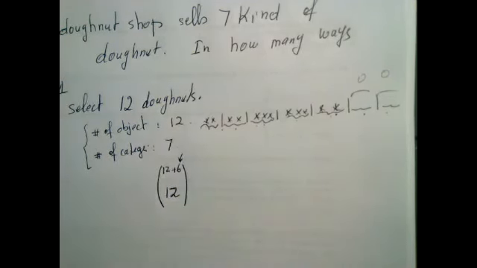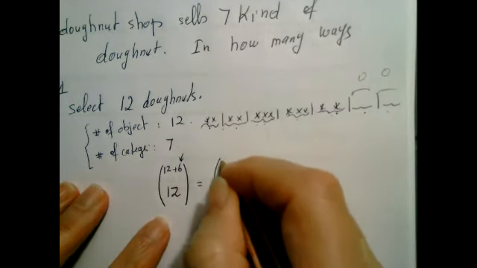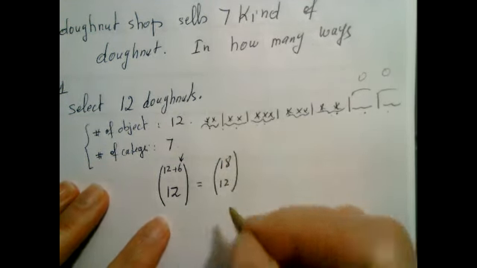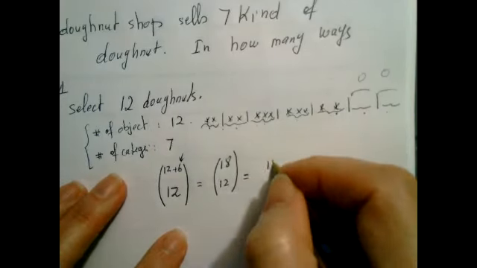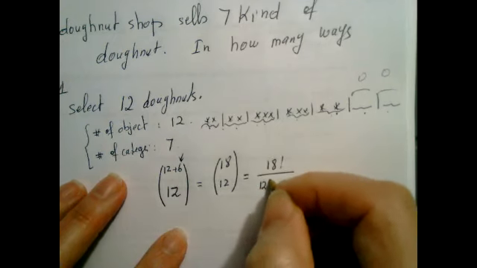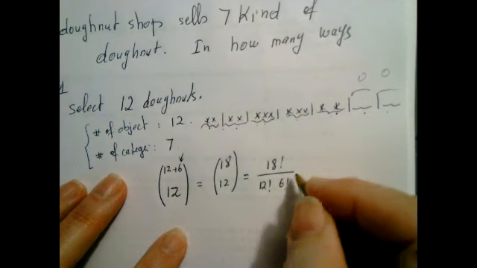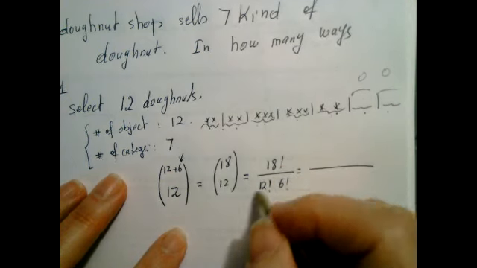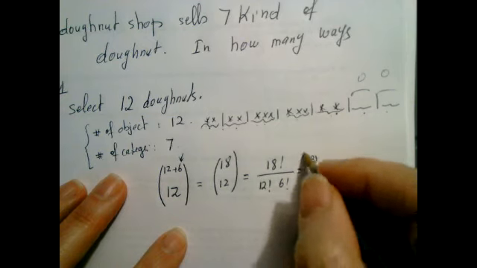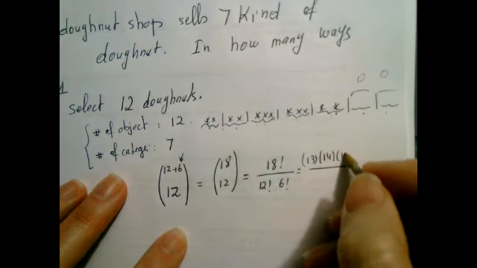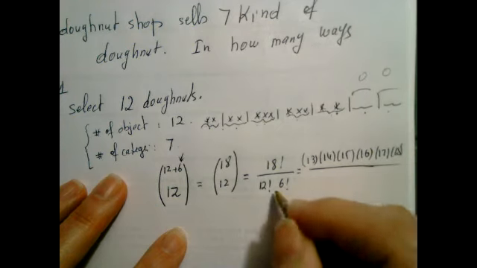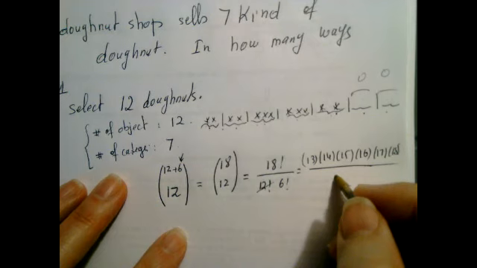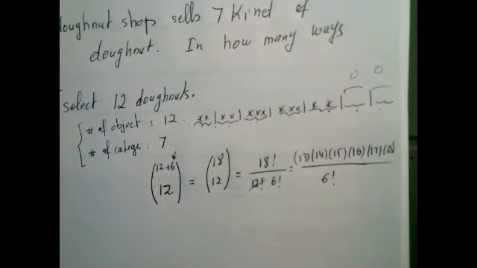So there are a lot of ways. It's 18 choose 12. So it's 18 factorial over 12 factorial times 18 minus 12, that's 6 factorial. If I simplify those, I will have 13, that's what's left, 14, 15, 16, 17, 18, over 6 factorial. So there are tons of ways this could be done. We can compute that number.